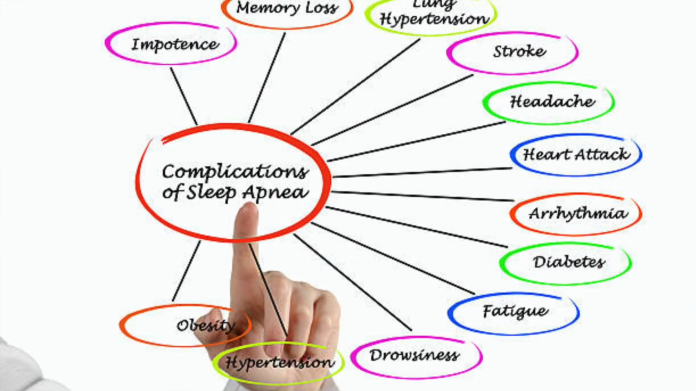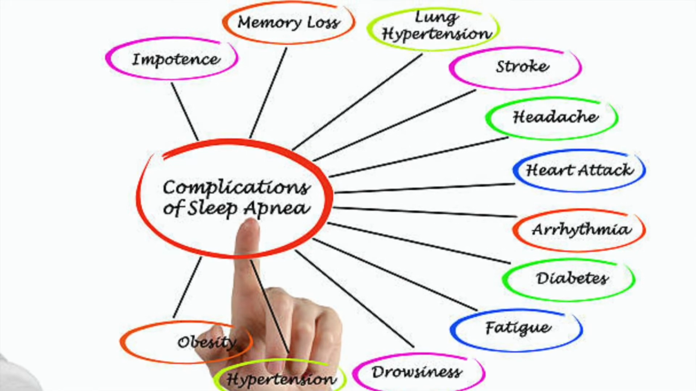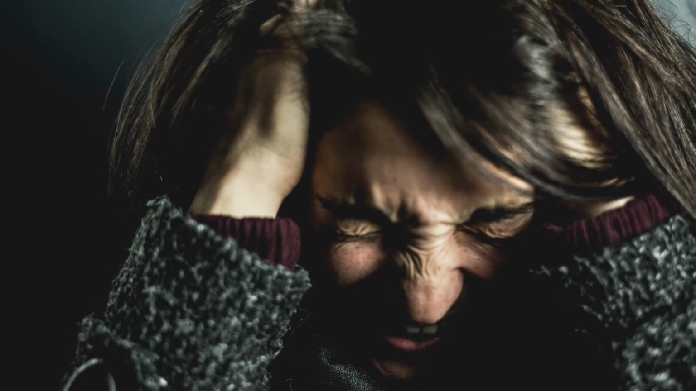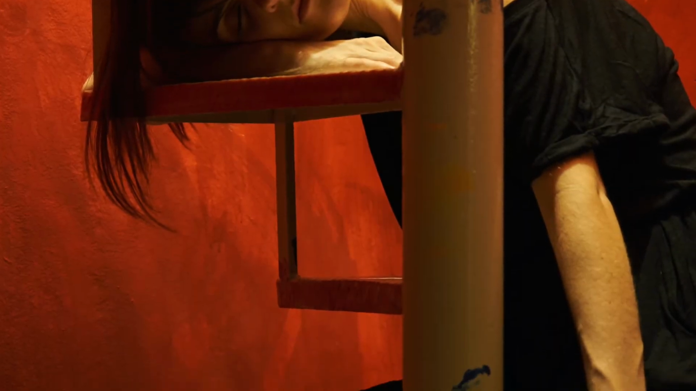The signs and symptoms of obstructive and central sleep apneas overlap, sometimes making it difficult to determine which type you have. The most common signs and symptoms of obstructive and central sleep apneas include: loud snoring. Episodes in which you stop breathing during sleep, which would be reported by another person. Gasping for air during sleep.